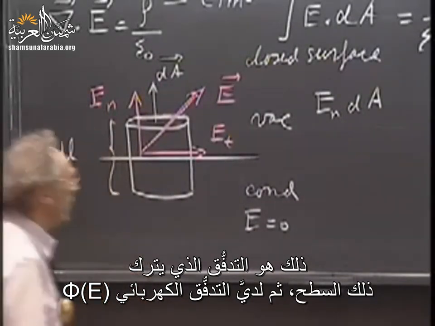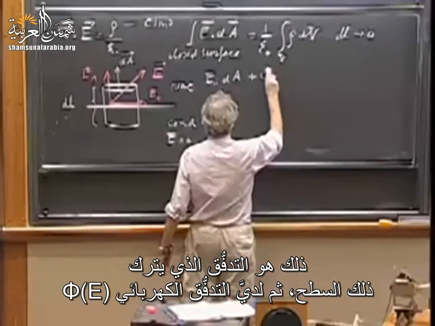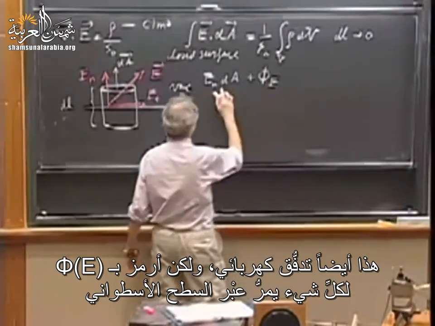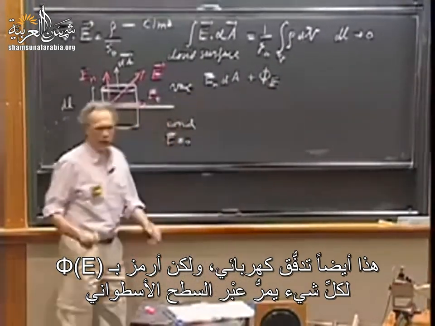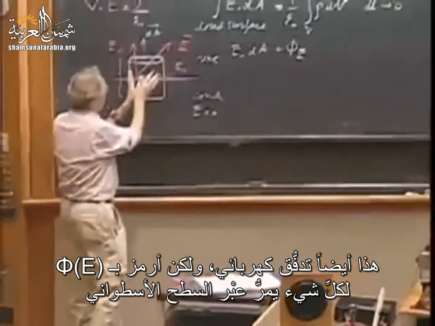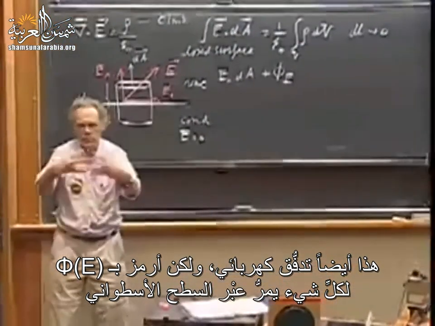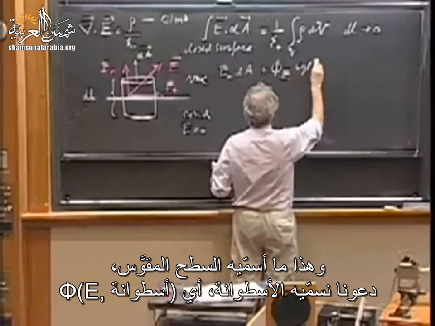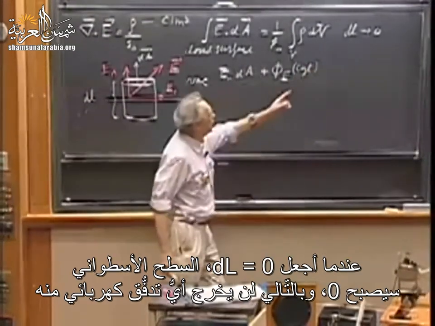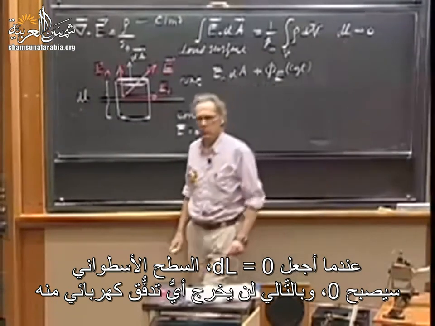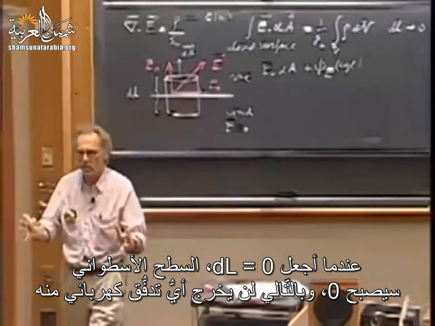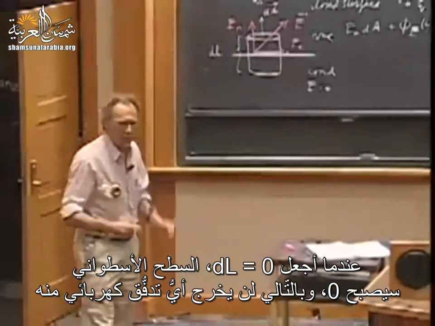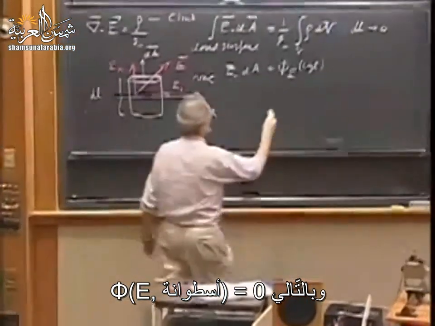Then I have an electric flux, which I will call just phi of E. This is also an electric flux, but I call it phi of E, shorthand notation, for everything that goes through the cylindrical surface. So that is what I call the curved surface. Let's call it the cylinder. Well, when I'm going to make dl 0, that cylindrical surface goes to 0, so no electric flux can escape there. So this one then equals 0.